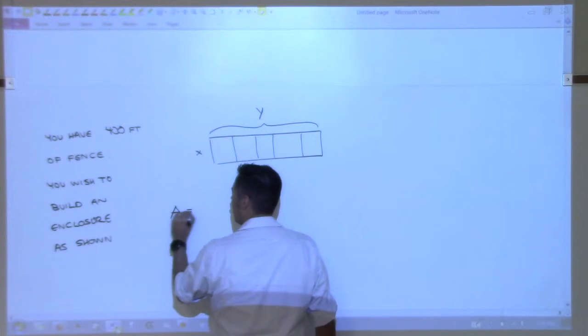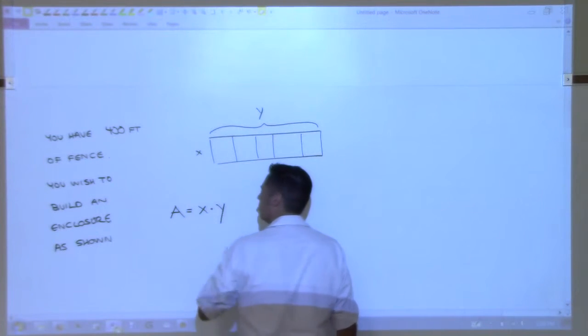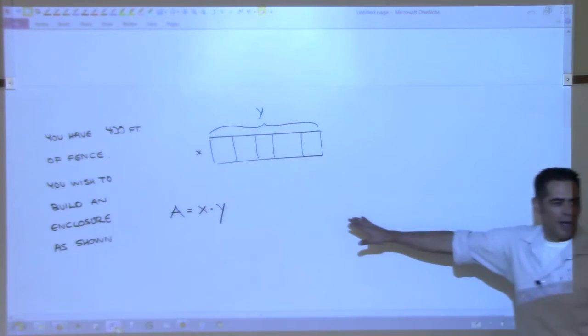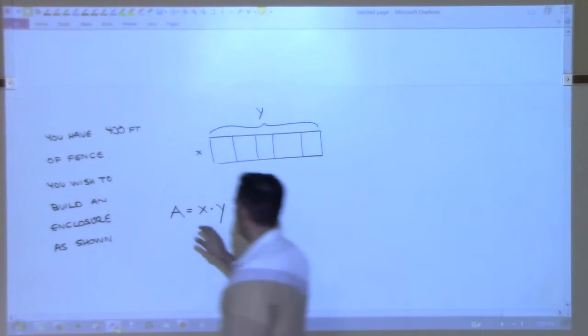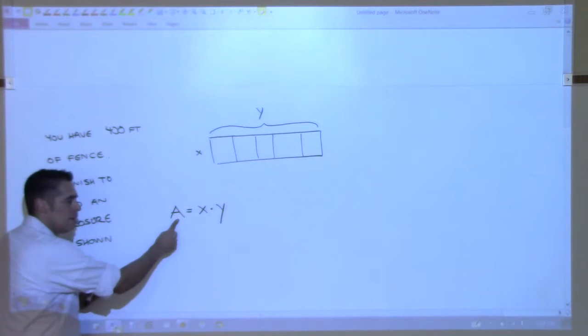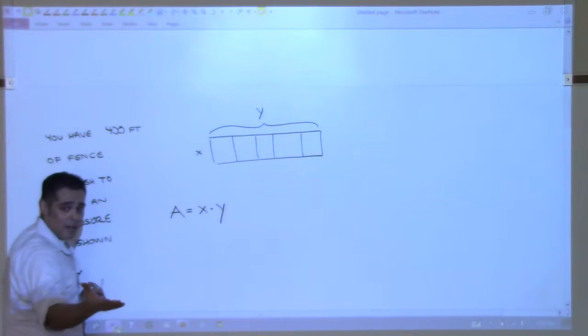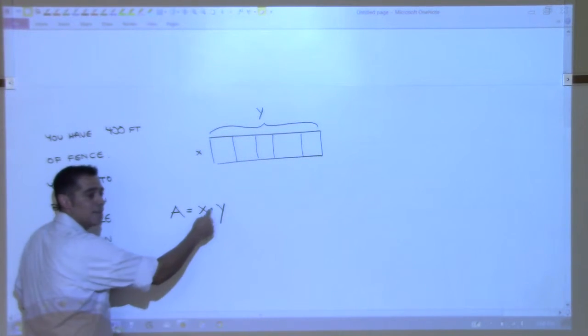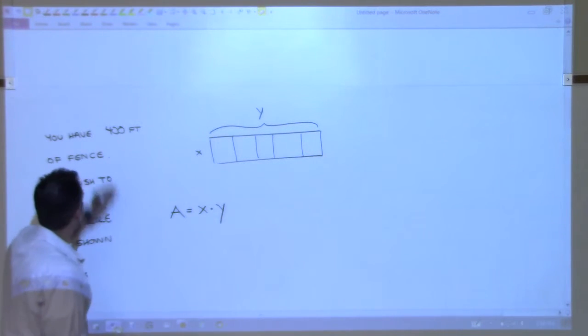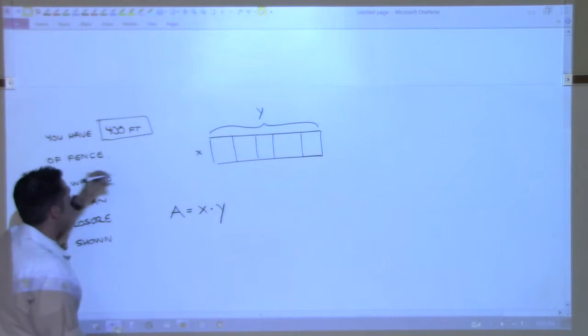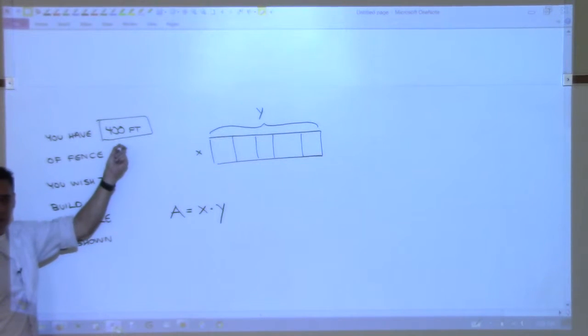The area of this thing is x times y. Do you have any disagreements with that? Okay, so this right here, we're trying to find the maximum area. Right now, in order for me to tell you what the area is, I have to provide you an x and a y. Then you can tell me area. But there's something real important that we have not worked with at all, and that's this 400 feet.